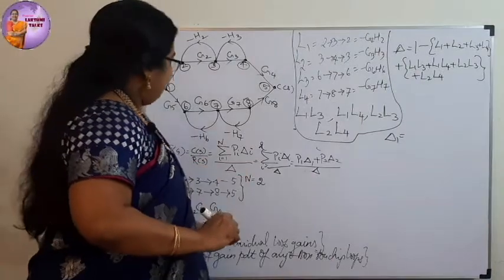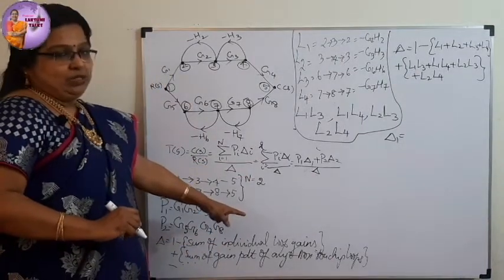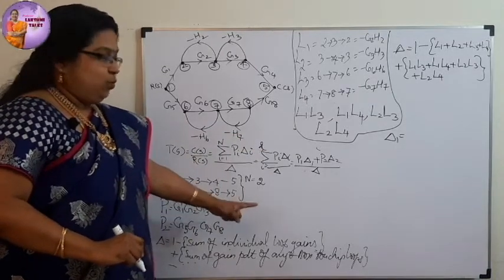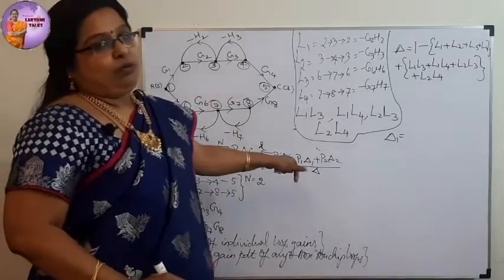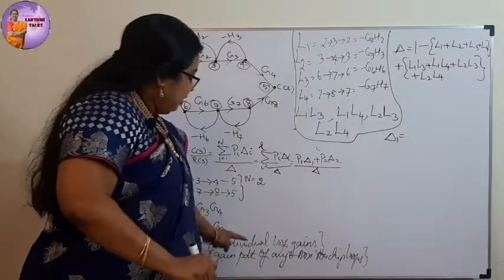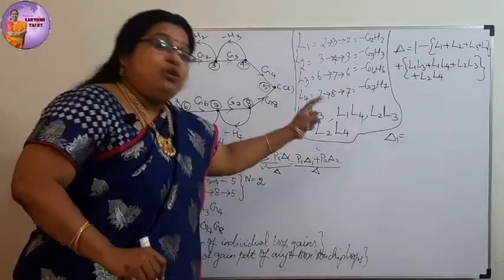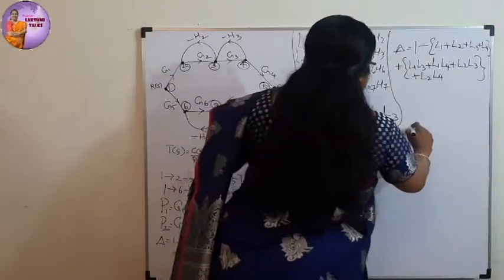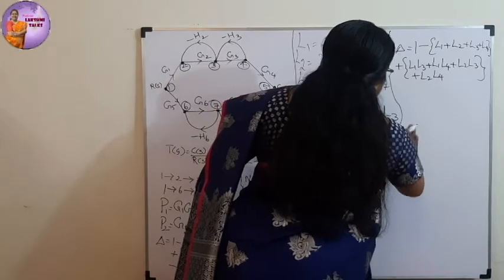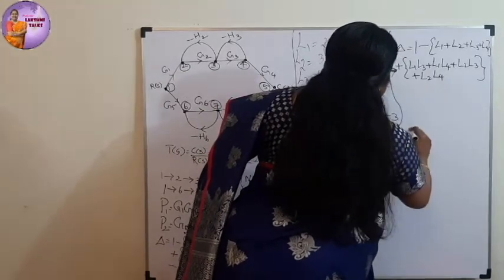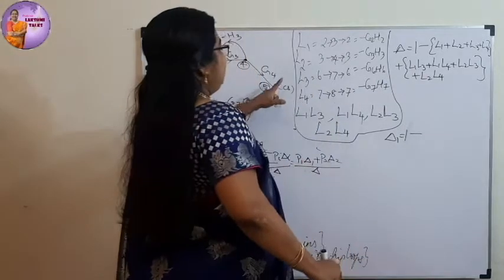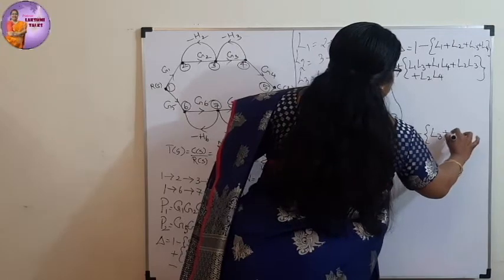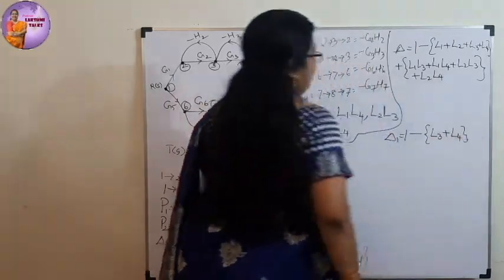So, what is the delta formula? 1 minus sum of individual loop gains, okay? So, the same thing applies here, but 1 minus sum of individual loop gains not involved in that particular forward path, plus sum of gain product of any 2 non-touching loops not involved in that particular forward path, right? So, in that case, our delta 1 is nothing but 1 minus, what are the loops which are not involved in the path? L3, L4, right? L3 plus L4, right?